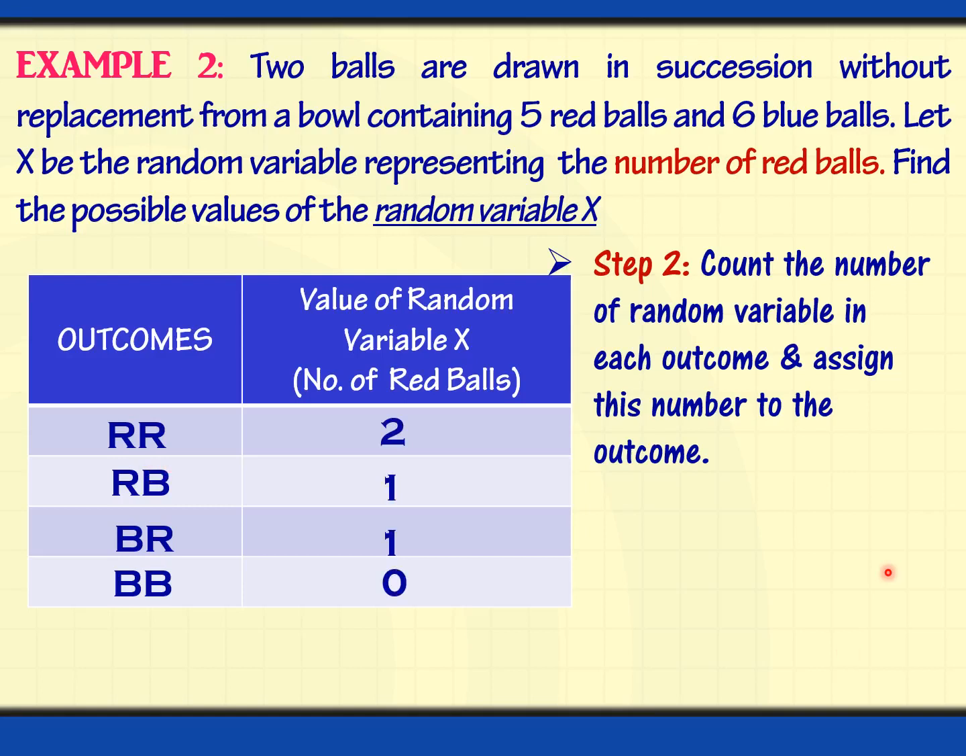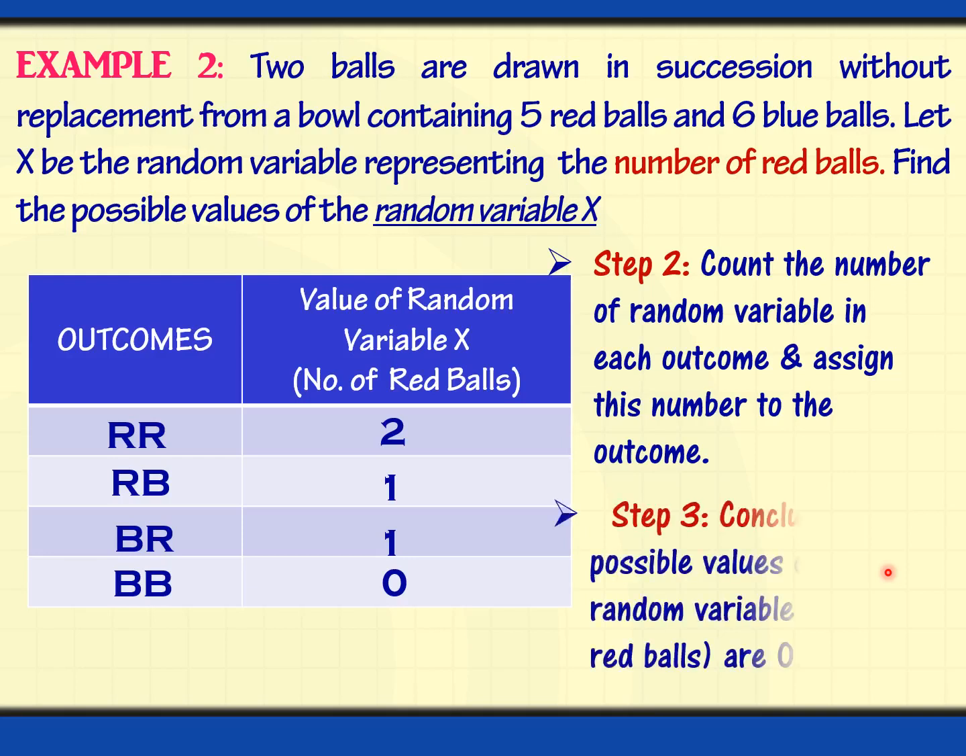And then after that, we just simply make a conclusion that the possible values of the random variable when we draw 2 balls from a bowl could either be 0 red balls, 1, or 2 red balls. Did you follow?